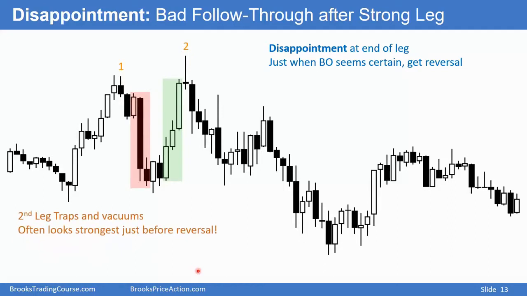Second leg traps: first leg up, pullback, second leg, and instead of this leading to a breakout, it led to a reversal. The market often looks strongest right before it reverses. Here's a small second leg trap, 1, pullback 2, and instead of continuing up, it reversed down. Here, small second leg trap, leg 1, pullback 2, instead of continuing down, it reversed up. And then a large second leg trap, 1, pullback 2.